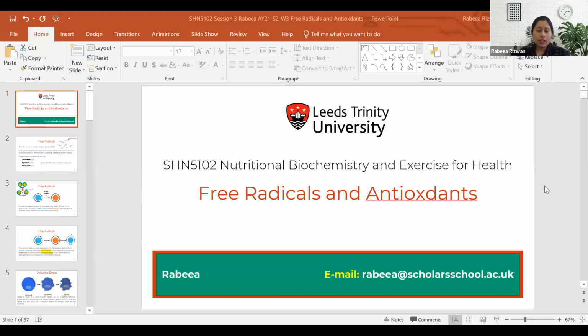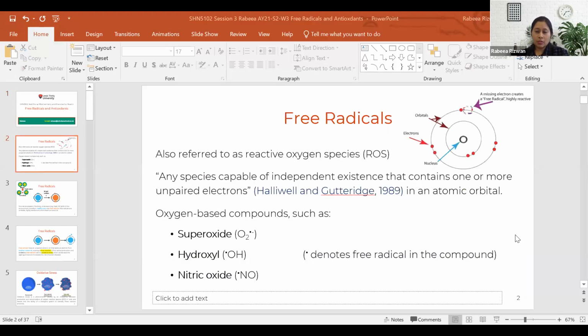And now today is going to start the next session on free radicals and antioxidants of the nutritional biochemistry and exercise for health module. You have done with me before what body composition is, what assessment you are going to do in this module, and the micronutrients such as calcium, iron, and vitamins. The vitamins will be covered after this lecture. So let's start this topic.